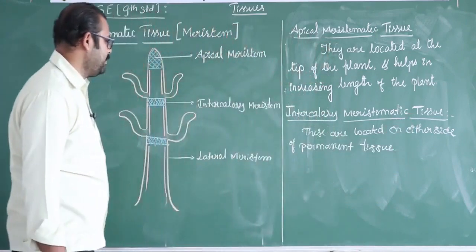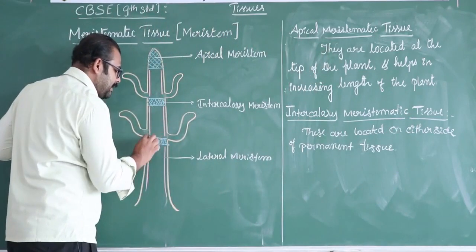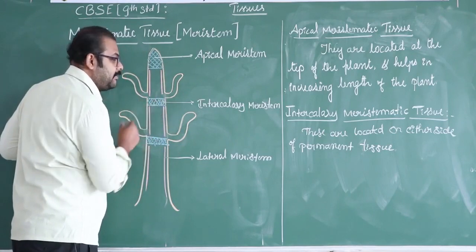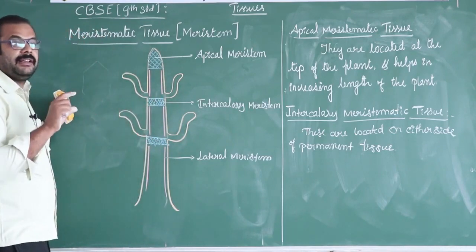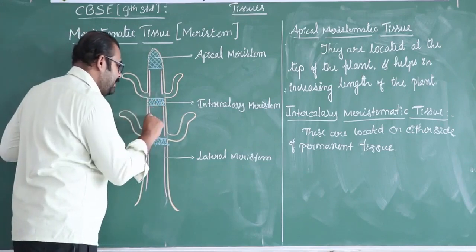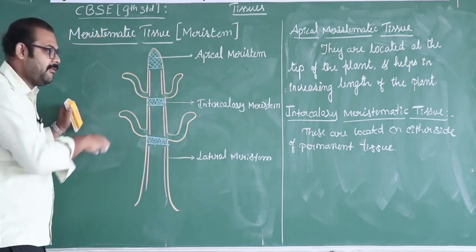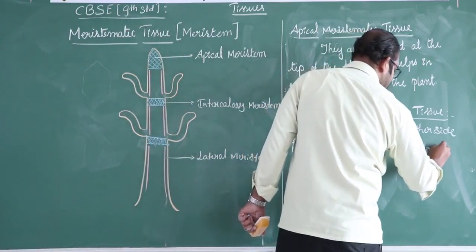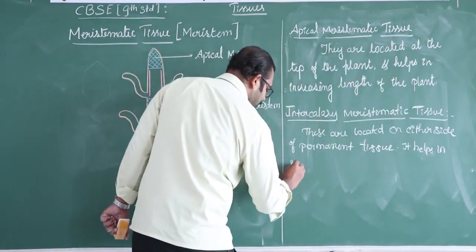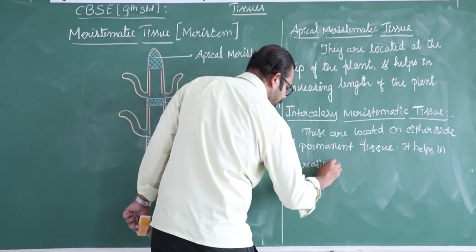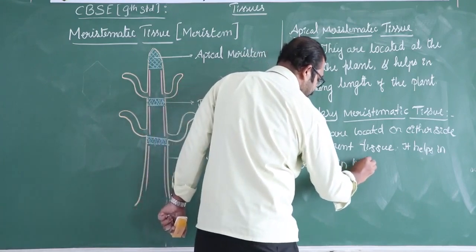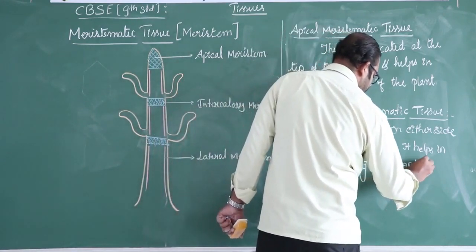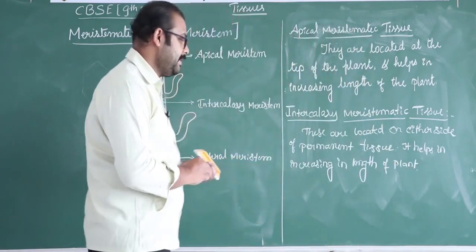Then what is the help of it? Intercalary meristem is located at the base of a stem or a leaf or the branches, and it helps in increase in the internodal region, so again it helps in increasing the length of the plant body. So this is about intercalary meristem.